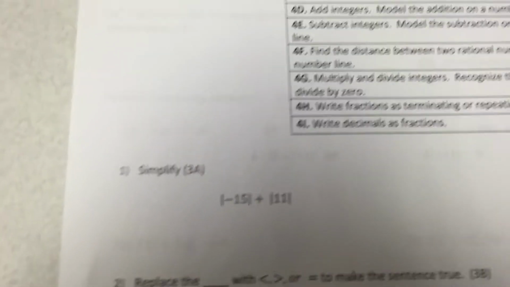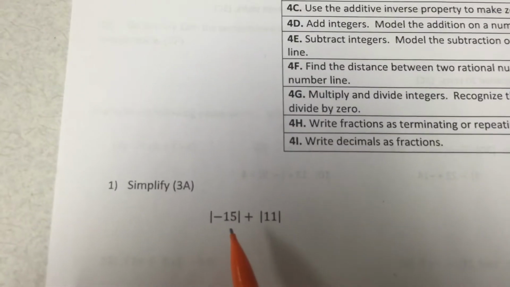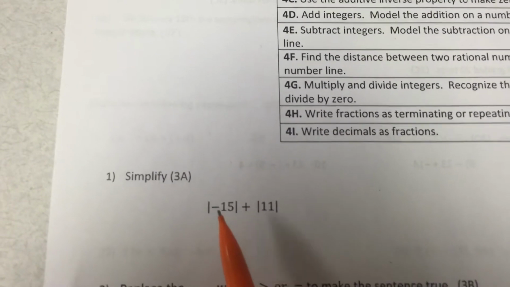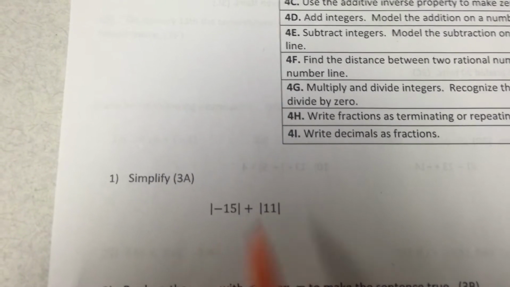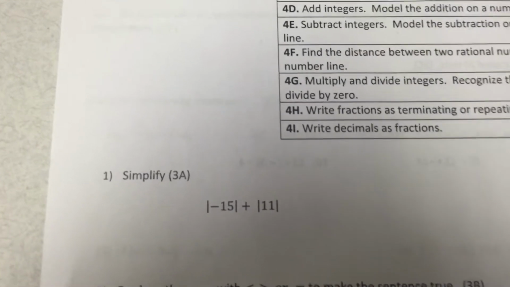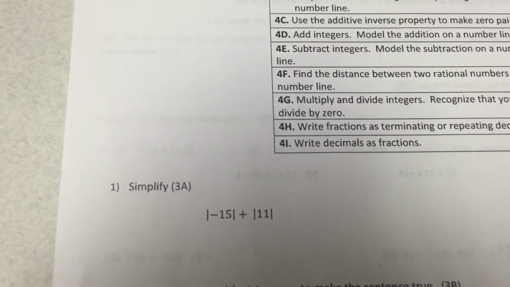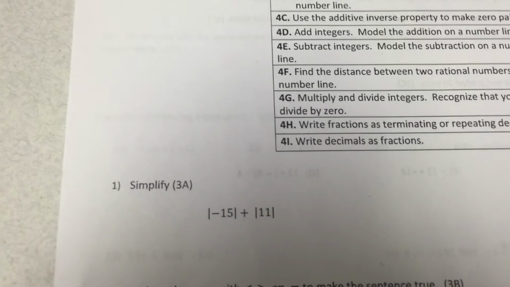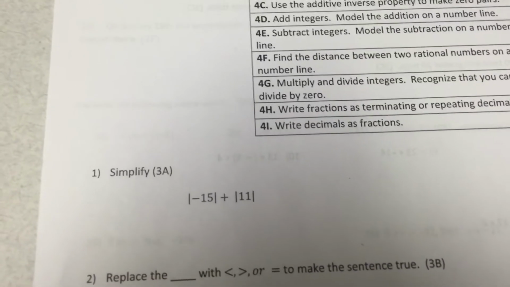The first problem we have says simplify. So I'm looking at this problem. I want to read this as the absolute value of negative 15 plus the absolute value of 11. Absolute value is a type of grouping that, as we go through, we have to deal with the groupings first according to our order of operations, or GEMS.